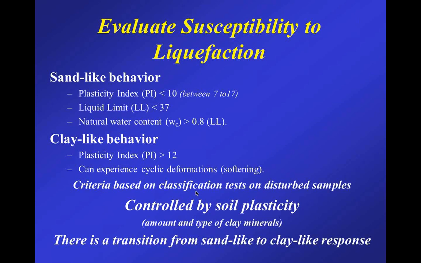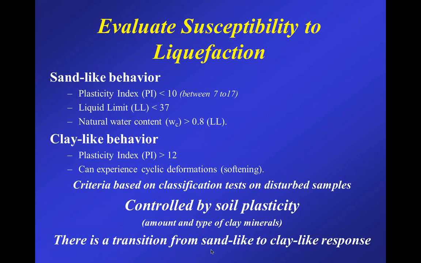So the above criteria are based primarily on classification tests that are actually carried out on disturbed samples. So you don't need undisturbed samples to evaluate whether or not a soil is likely to be more sand-like or more clay-like. And it's controlled primarily by plasticity, although really that's a proxy for the amount and type of clay minerals. The more plastic clay minerals are and the larger the amount of plastic clay minerals, then the more ductile the material is likely to be, and therefore the less likely it's going to reach zero effective stress, and therefore the less it's likely to soften.